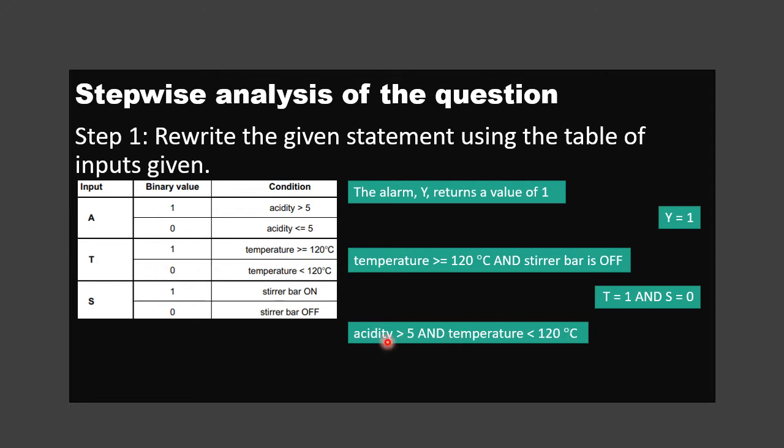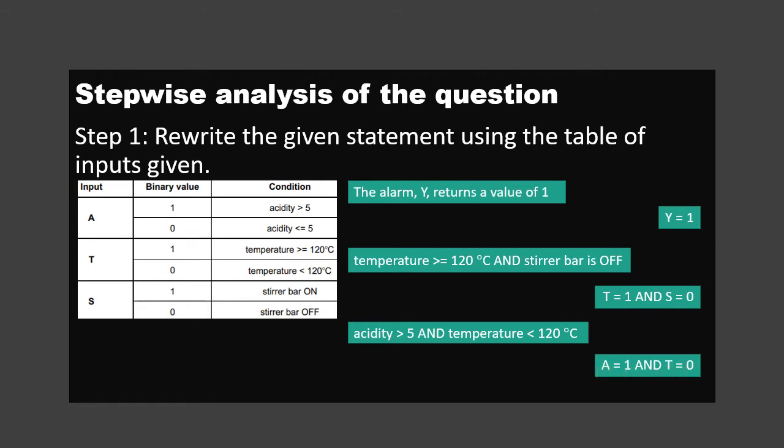So the statement can be rewritten as A equal 1 and T equals 0. So we can see that Y is equal to 1 if T equal 1 and S equals 0. And also another part of the statement is A equal 1 and T equals 0. There is an OR in between.